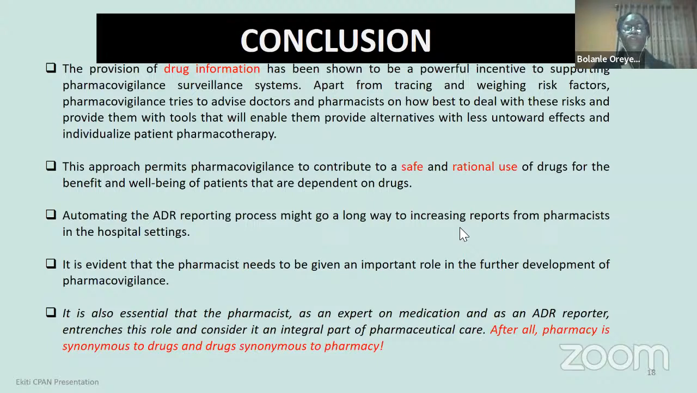That's the whole essence of DTPM, identification of these drug therapy problems, meaning that we may need to start individualizing therapy for our patients. What is suitable for patient A may not be suitable for patient B. And we have to start looking in that direction so that our patients get the best of pharmacotherapy. This approach permits pharmacovigilance to contribute to a safe and rational use of drugs for the benefit and well-being of patients that are dependent on drugs.